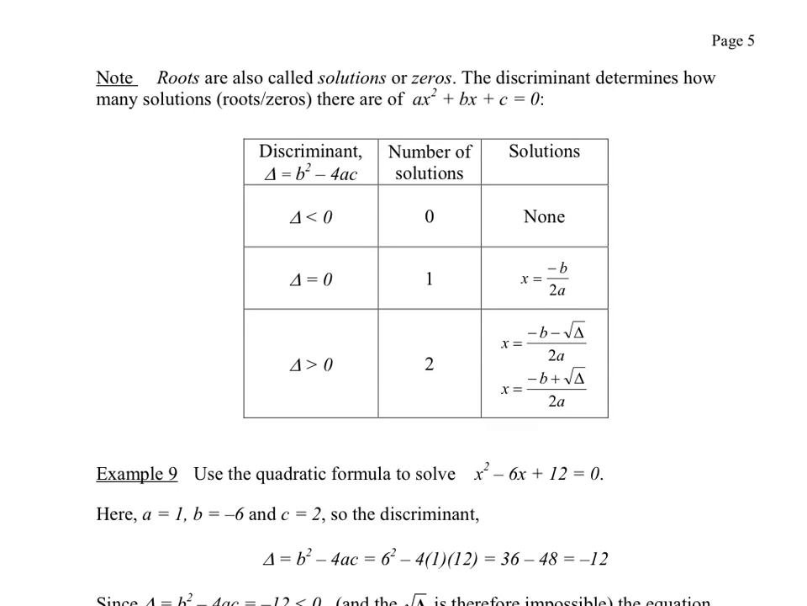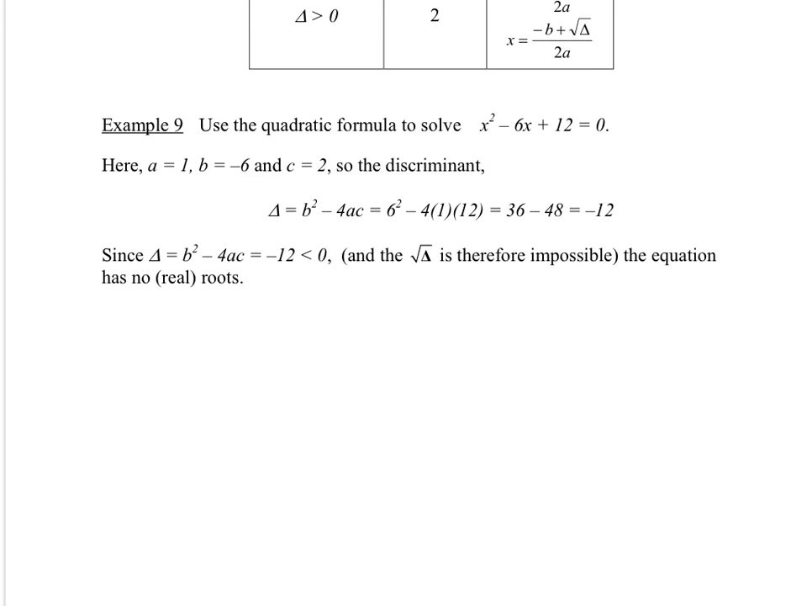So, in example 9, again, it's very, very straightforward. Can we solve an equation like this? Are there two solutions, one solution, however many solutions? Well, you don't even need to solve it to know how many solutions there are going to be. If a is equal to 1, b is equal to negative 6, and c is equal to 12, then when we do the calculation, the discriminant is b squared minus 4ac, 6 squared minus 4 times 1 times 12. That's 36 minus 48, that's a negative number.